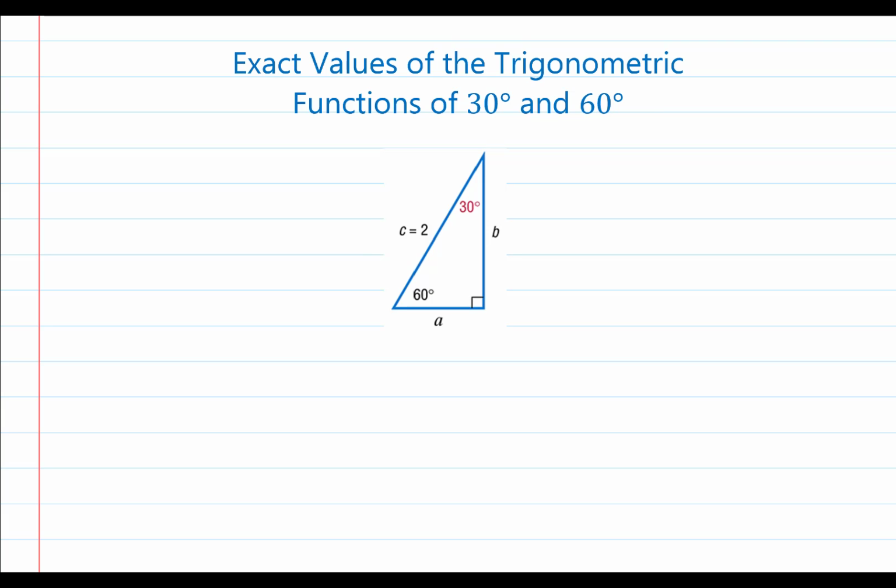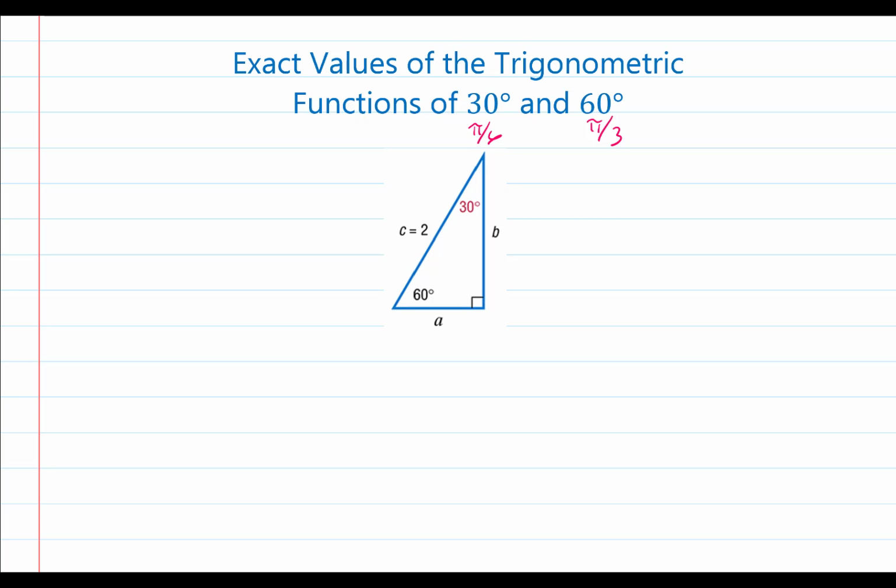Welcome back, mathematicians. In this video, we are going to find the exact values of the trigonometric functions of 30 degrees and 60 degrees. As a reminder, the radian equivalent of 30 degrees is pi over 6, and the radian equivalent of 60 degrees is pi over 3. So all trig functions that we calculate for 30 degrees and 60 degrees will also hold true for pi over 6 and pi over 3.